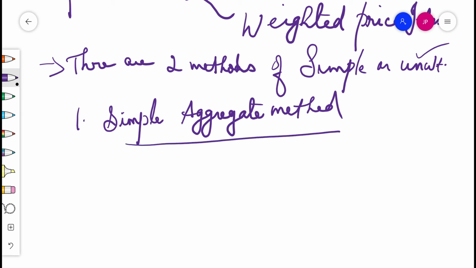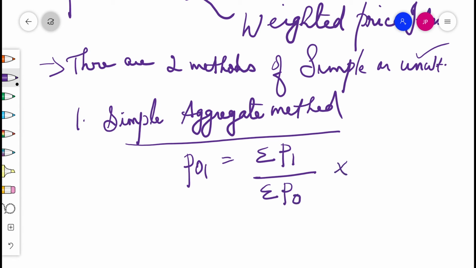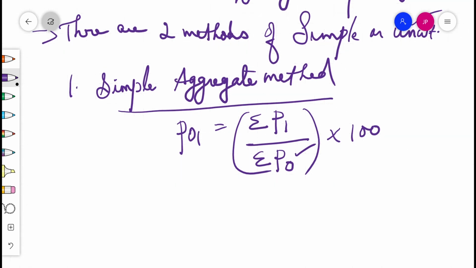From the heading itself, we get the formula: P01 index number equals sigma, sum total of prices of the current year, divided by sum total of the prices of the base year, into 100 outside. Always P0, base, down. That is the simple aggregate method.